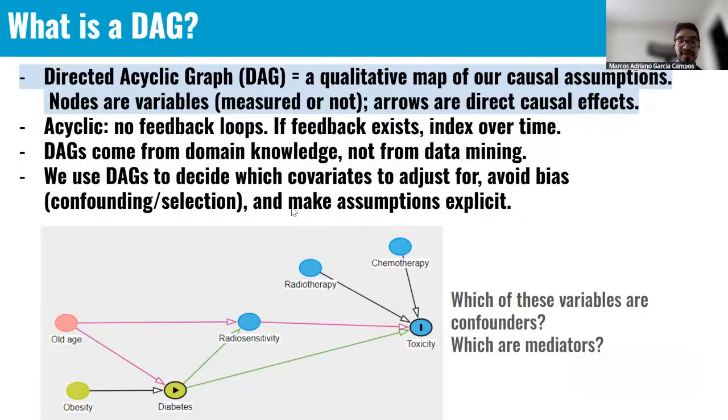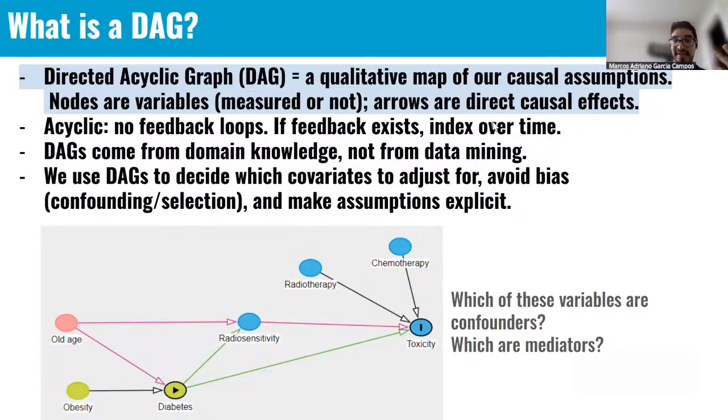We have nodes, the circles that we call variables, measured or not. Sometimes we have unobserved variables. Arrows are direct causal effects. If you have an arrow, you have a direction, which implies which one causes which. And this is acyclic because I don't have feedback loops, and the variables don't have connections with themselves.